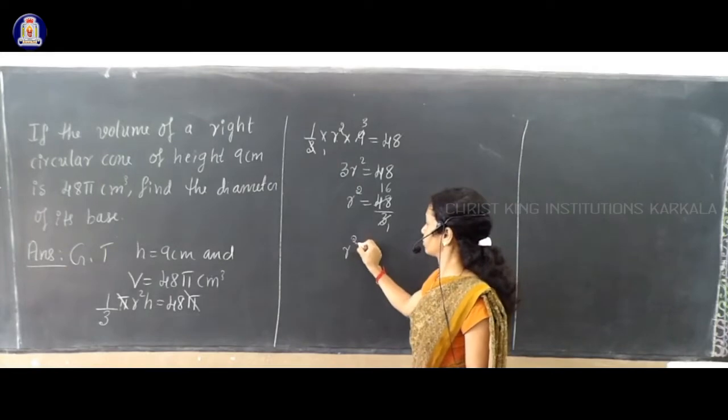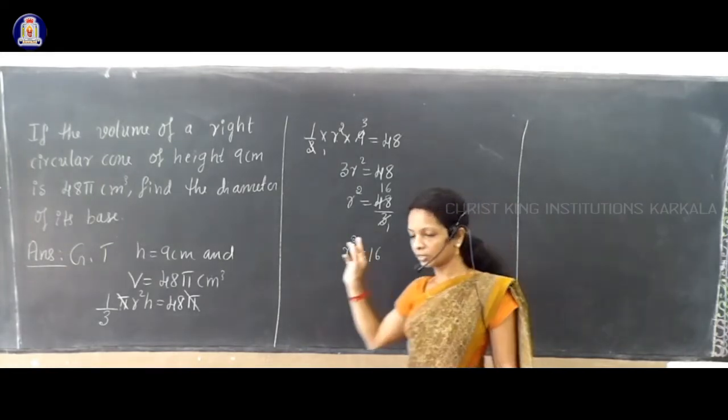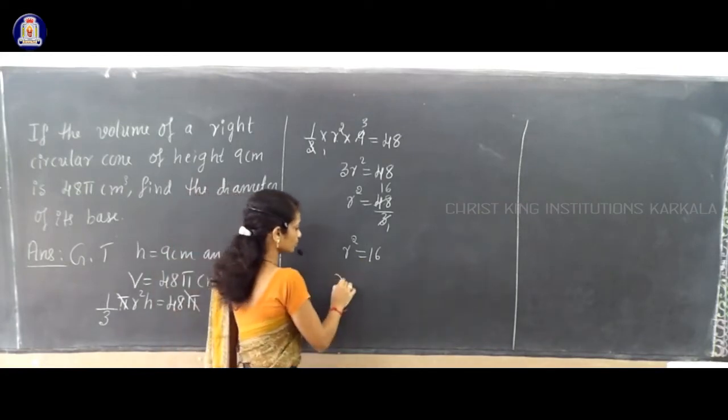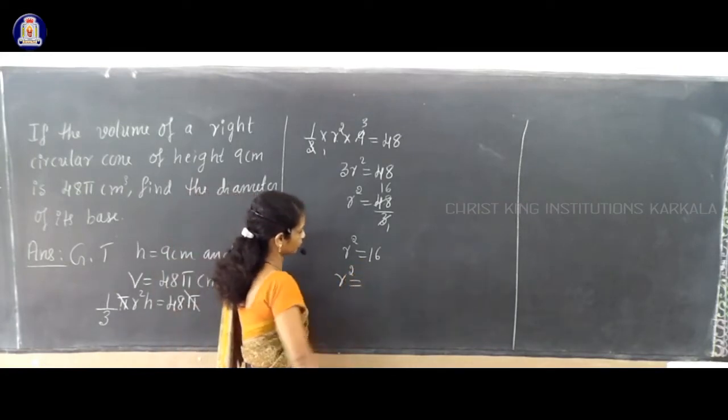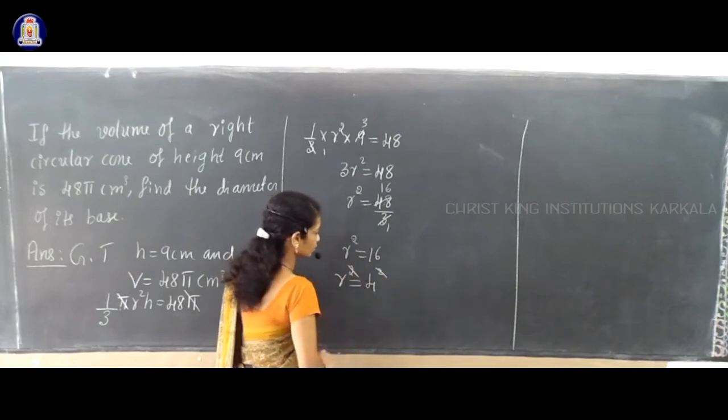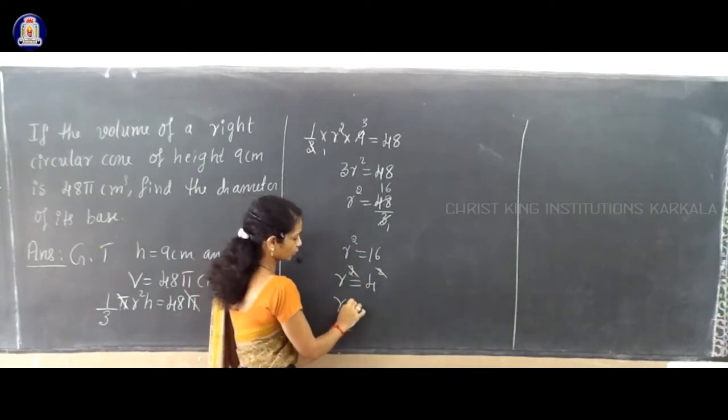So r square is equal to 16, and when you get a perfect square number you have to keep that in a square form. So now 16 we have to write as 4 square. Now equate the same powers on both sides. You will get r is equal to 4.